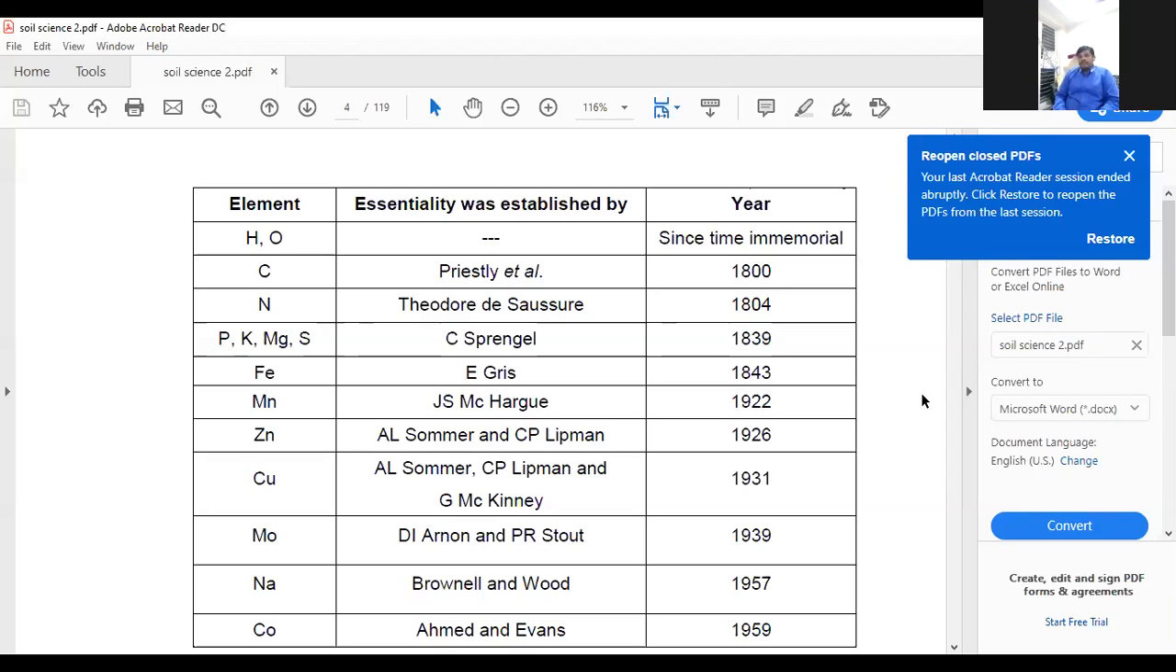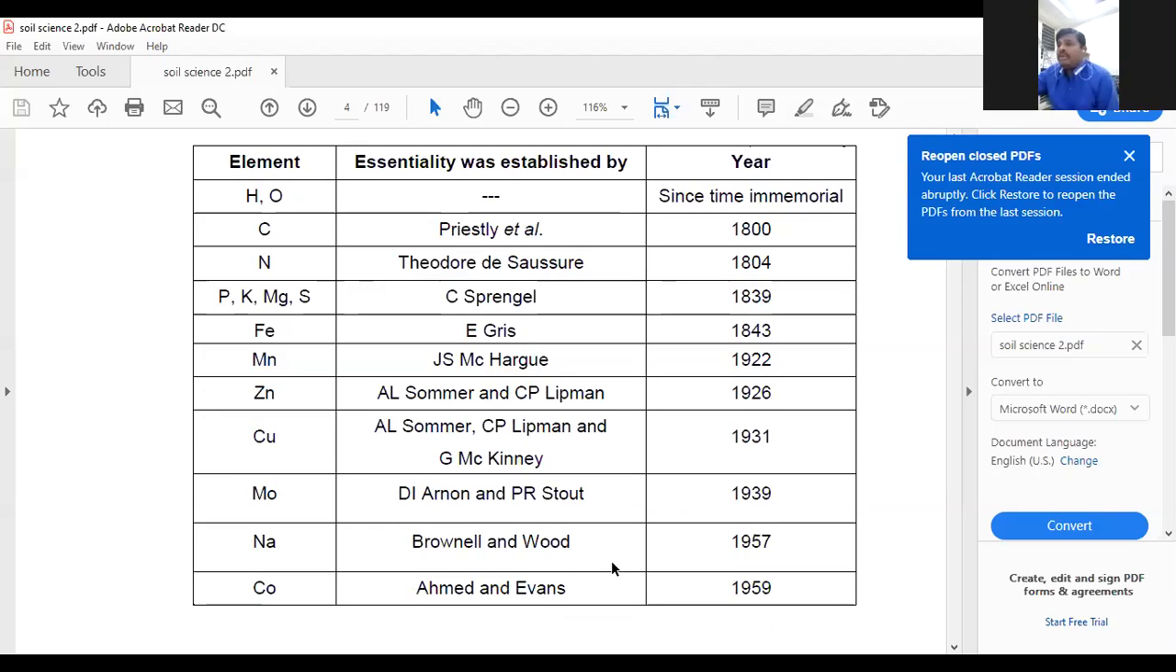Then iron is discovered by scientist E. Griss. Manganese by J. S. McHargue. Zinc by A. L. Sommer and C. B. Lipman. Copper by A. L. Sommer and C. B. Lipman. Molybdenum by D. I. Arnon and Stout. Then sodium is discovered by Brownell and Wood. Then cobalt is discovered by Ahmed and Evans.